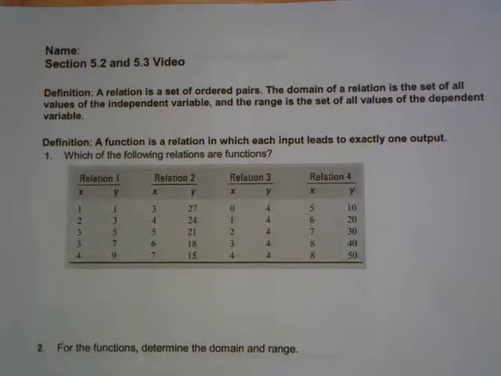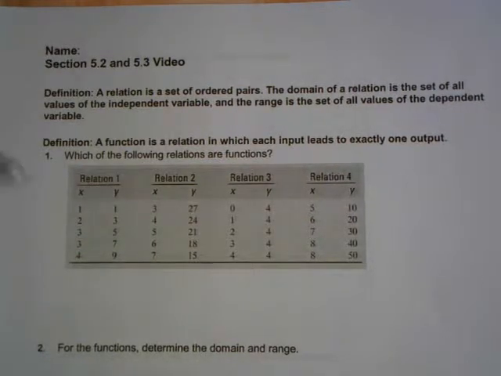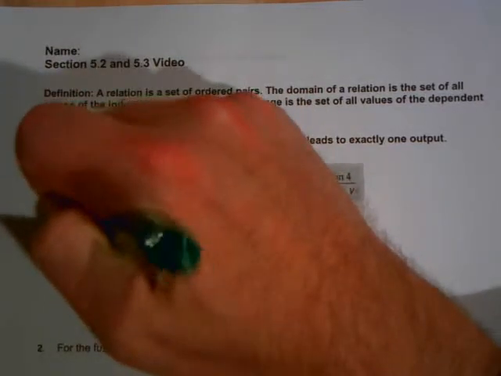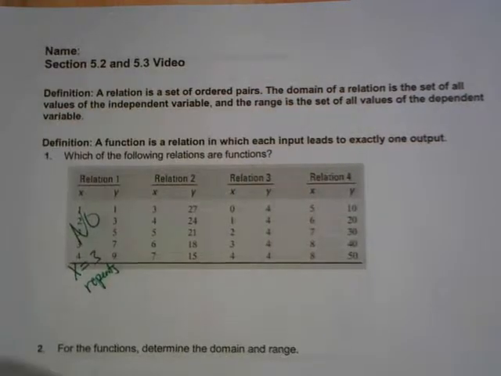So looking at relation number 1, I see that the input 3, the independent variable 3, has two different outputs. That's not allowed. So relation 1 is not a function because x equals 3 repeats. Not allowed. To be a function, the x values cannot repeat. The y values can repeat. That's fine. The y values can repeat as much as you want, but not the x values.